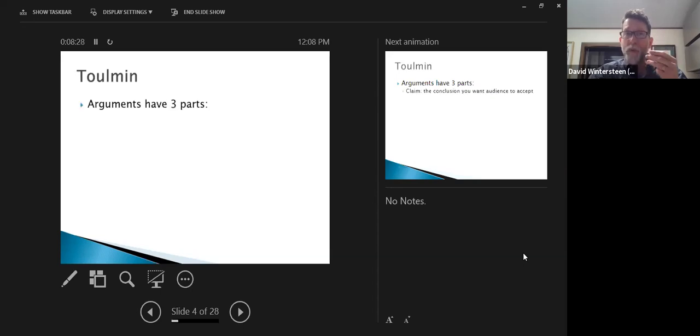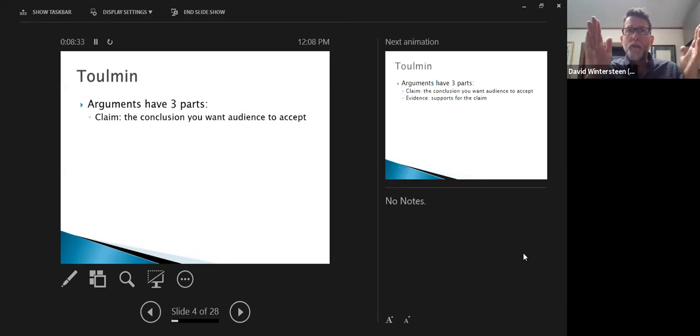So arguments have 3 parts. First is the claim. This is the term they use in Toulmin, and this is the conclusion. This is the thing that you want your audience to go, okay, we should have more gun control, or we should have less gun control. Those are both examples of claims, that at the end of the day, of 2 different ways to go, it should be A, not B. So the claim is that central thing.